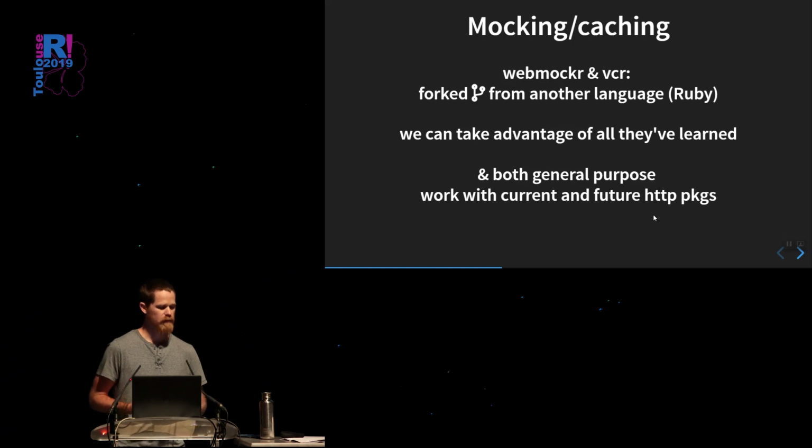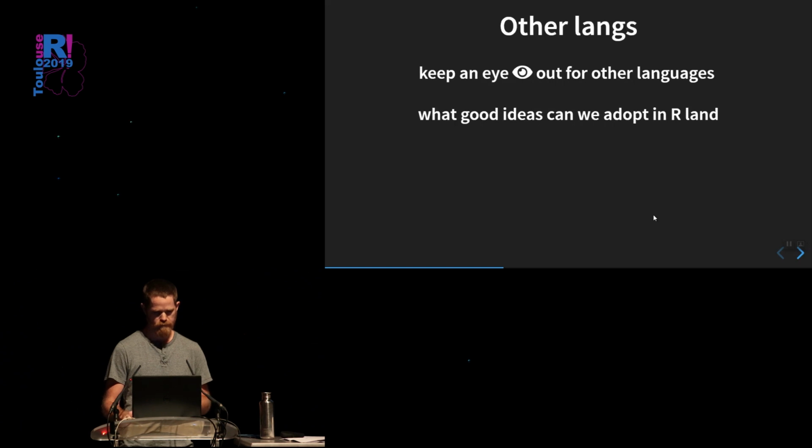Webmocker and VCR are both meant to be general purpose, so they work with curl and HTTR, and they don't quite work with curl. And I've been talking to Jeroen about this. It may be possible someday. But if any other future HTTP packages come out, it'll in theory work with those as well.